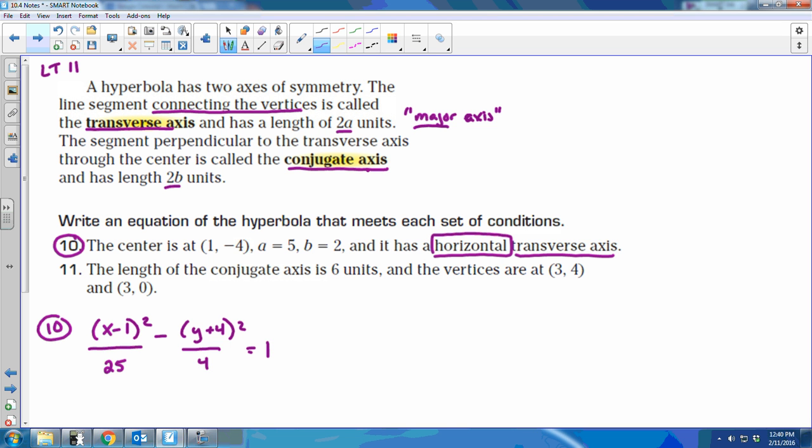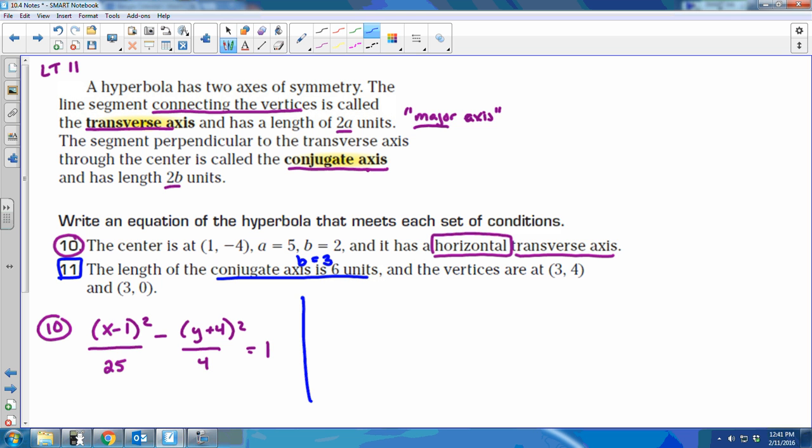Questions about that? Plugging everything into the equation. All right. On the second one, on my screen it's number 11, and yours is just, I think, B. The length of the conjugate axis is 6 units. What can I do with that information? Divide by 2, and that will give me what? Right. So B is 3.